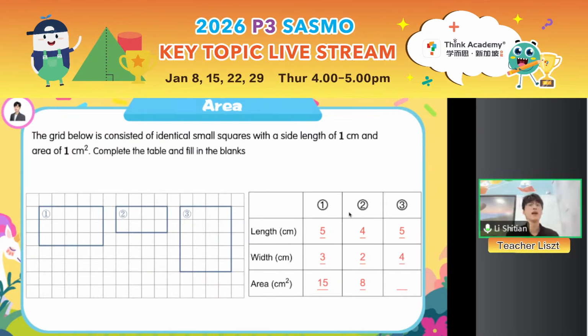Now we know the width and the length. Can you find the area of rectangle 3? Of course, use length times width. Who can tell me the answer for 5 times 4? It is equal to 20. So now we know how to find the area. And don't forget the concept of area: area is the total space taken up by a flat surface or shape of an object.